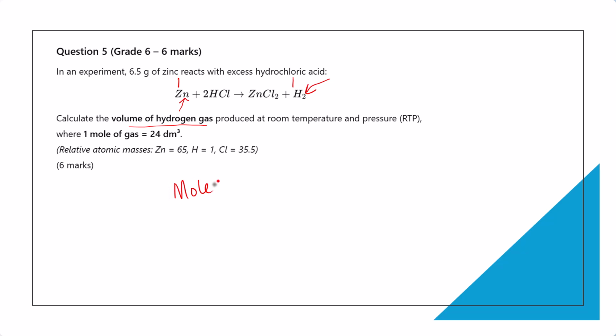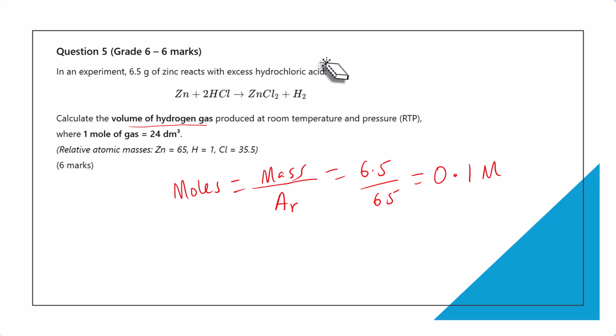and the number of moles, by the way, always equals what? The mass divided by the Mr or Ar, the atomic mass. Now, the mass of zinc that was used was 6.5, and the Ar, the atomic mass of zinc, is 65. If I divide this in my calculator, that's going to be 0.1 mole. So 0.1 mole of zinc was used.